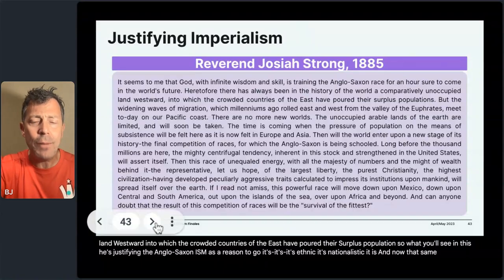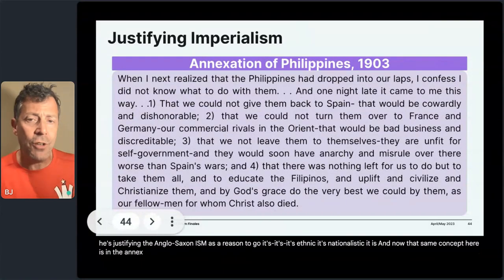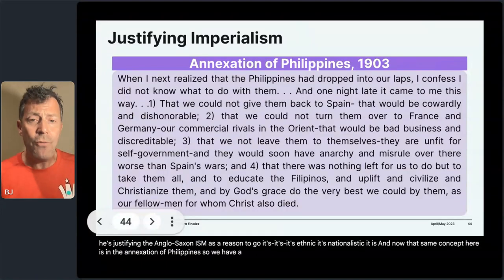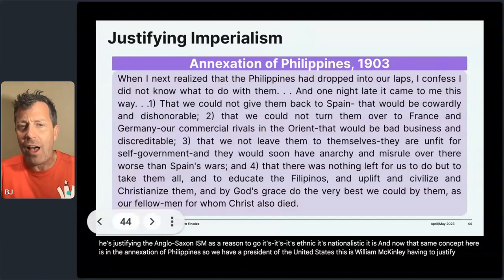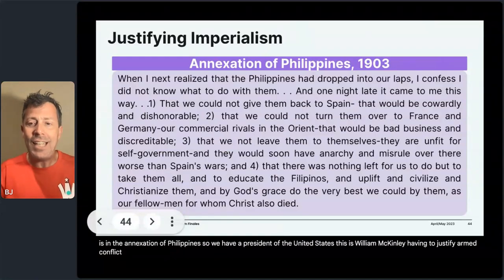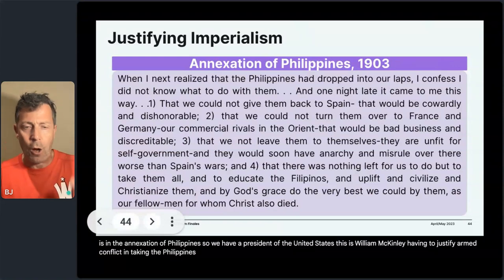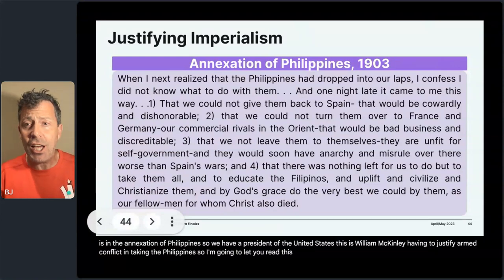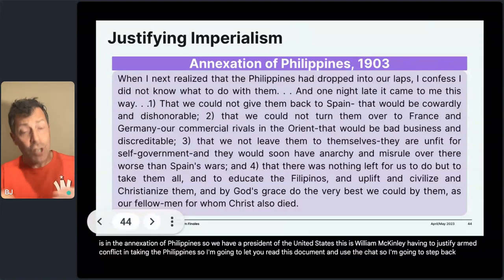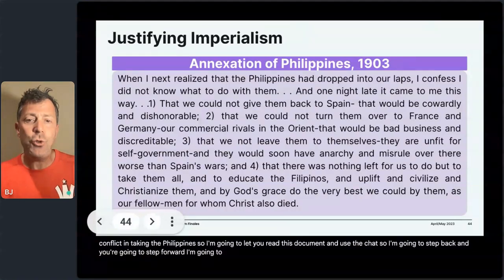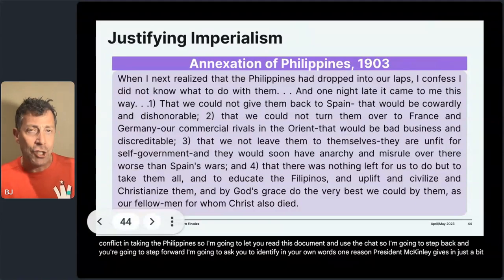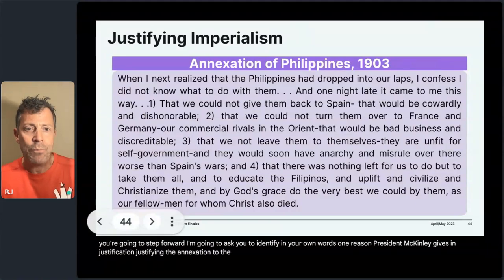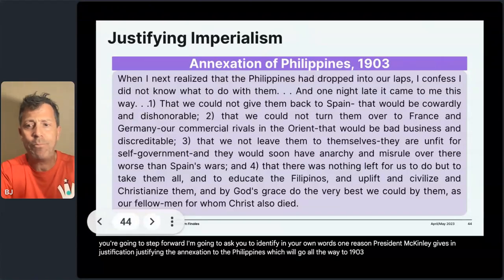And now that same concept here is in the annexation of Philippines. So we have a president of the United States. This is William McKinley, having to justify armed conflict in taking the Philippines. So I'm going to let you read this document and use the chat. So I'm going to step back and you're going to step forward. I'm going to ask you to identify in your own words one reason President McKinley gives in justifying the annexation of the Philippines, which will go all the way to 1903.